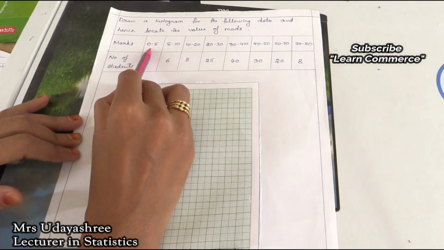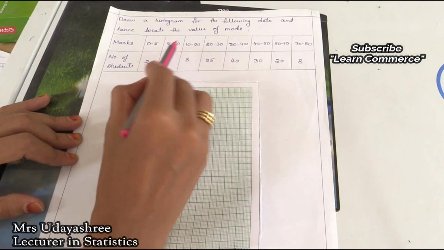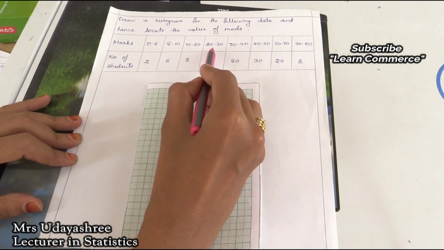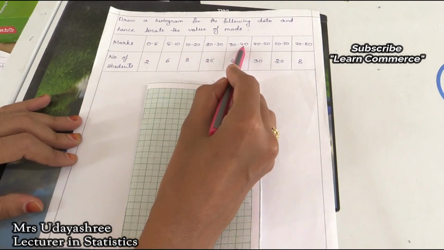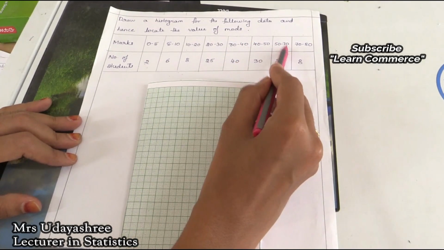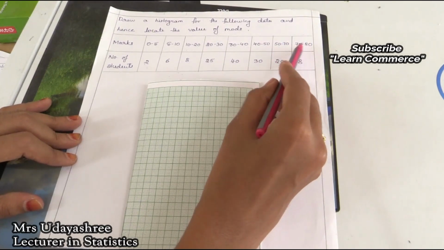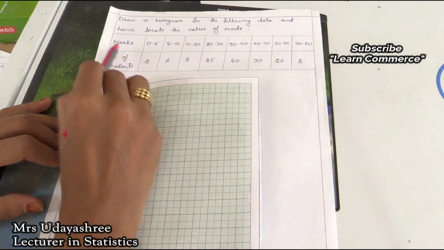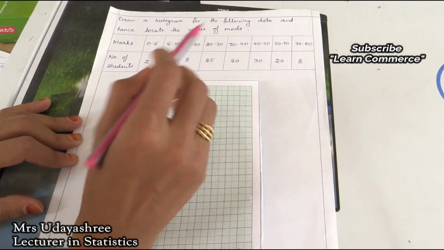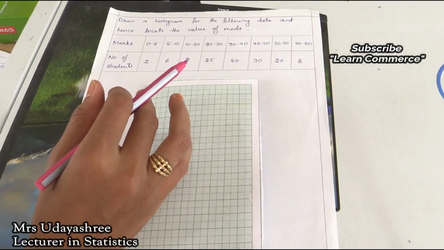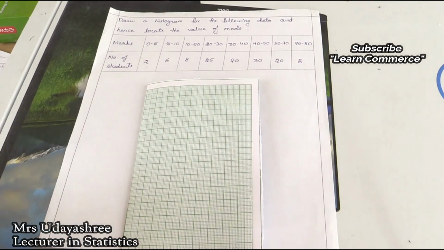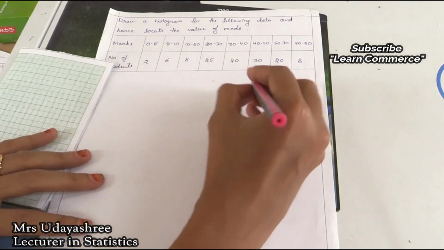See here the class intervals of marks: 0 to 5, the width is 5; 5 to 10, the width is 5; 10 to 20, the width is 10; 20 to 30, the width is 10; 30 to 40, the width is 10; 40 to 50, the width is 10; 50 to 70, the width is 20; and 70 to 80, the width is 10. So class intervals of unequal width are given. In this case we need to construct the histogram with the width of the class against frequency density, so we need to find the frequency density.